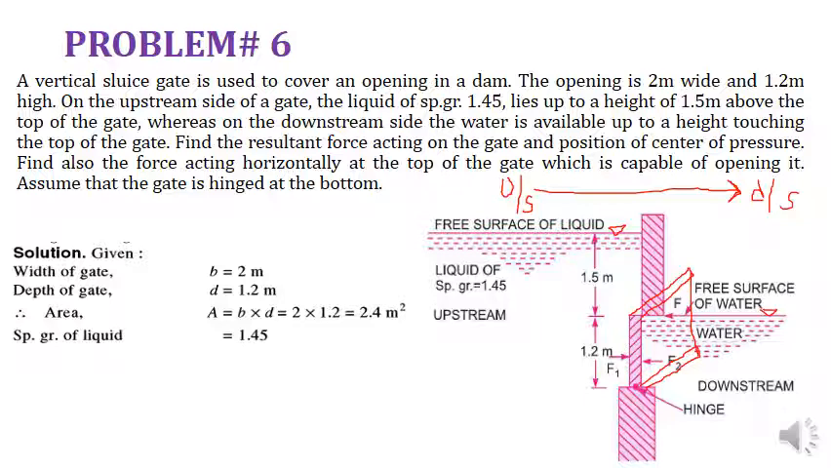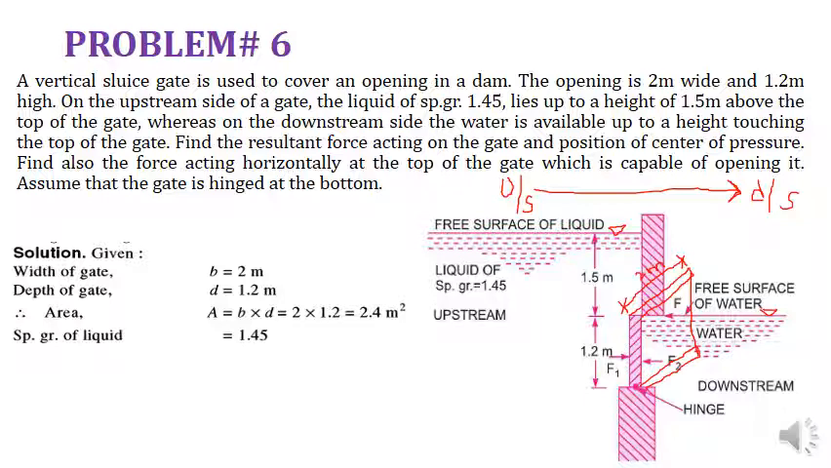Once we are in our calculations, if the width is required, it will be in the transverse or lateral direction, so you can consider the width as inside the plane, or inside the paper. So it will be 2 meter. So the sluice gate is 2 meter wide and 1.2 meter high along the depth of the wall of the dam.